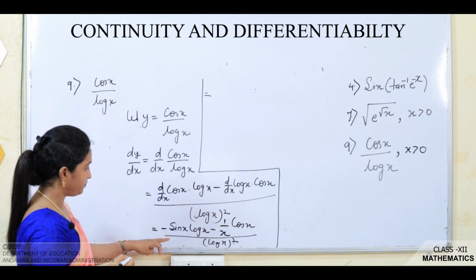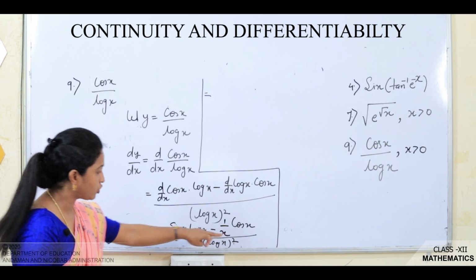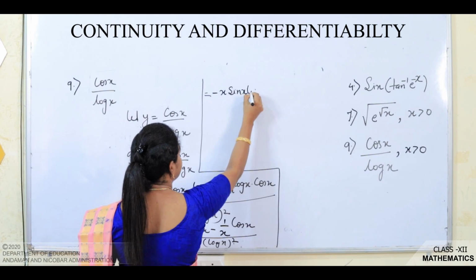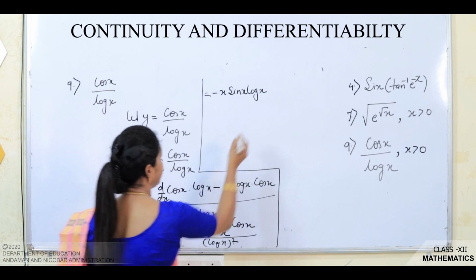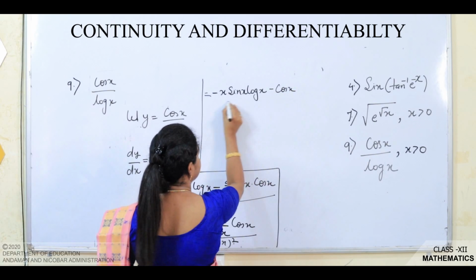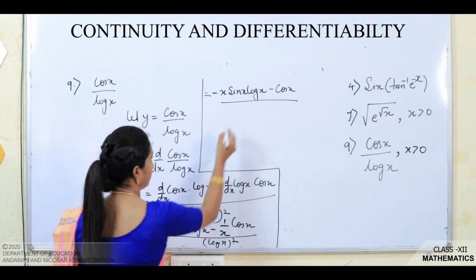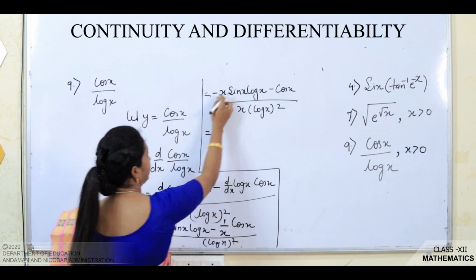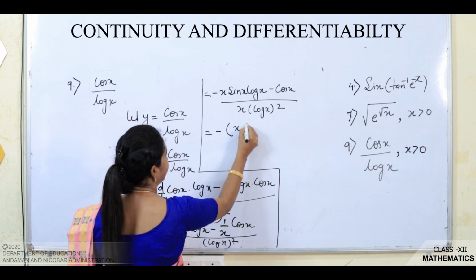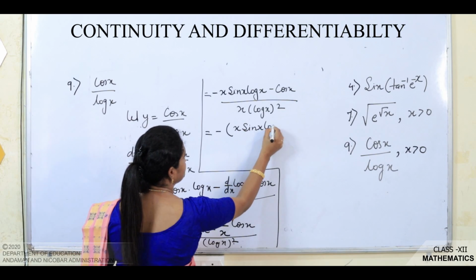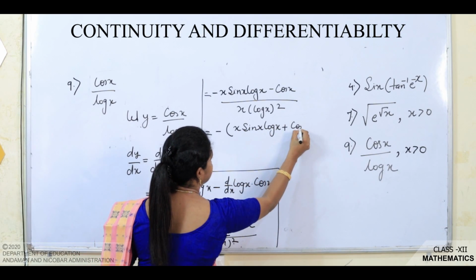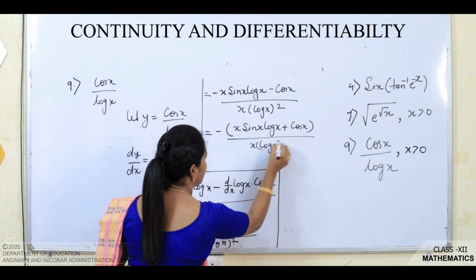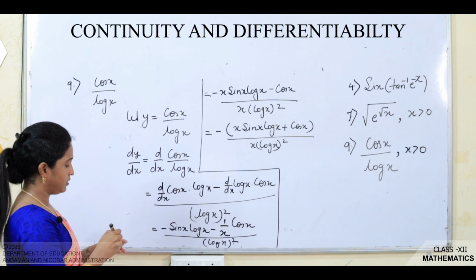Now that will be equal to, we will cross multiply here. So when you cross multiply, you are going to get minus x sin x log x minus cos x by, this x will come in the denominator, so x log x the whole square. You can take minus common, so you are going to get x sin x log x plus cos x by x log x the whole square. Clear?